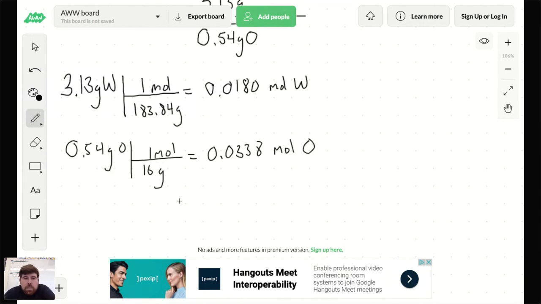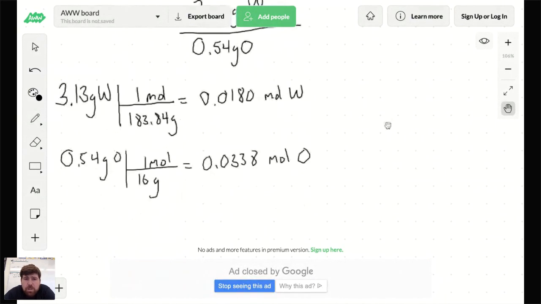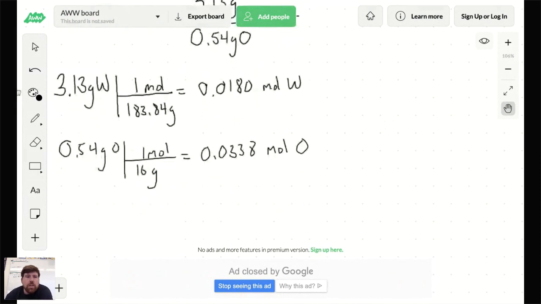So essentially what we just determined is that when tungsten and oxygen form this compound, the ratio in which they come together is 0.018 to 0.0338, which isn't a usable value for us in any way, shape, or form. So in order to determine the ratio in which these two come together, we take the smallest amount of moles and divide both of those values by it. All this is doing is putting these numbers into whole numbers.